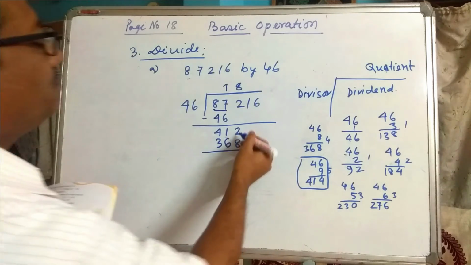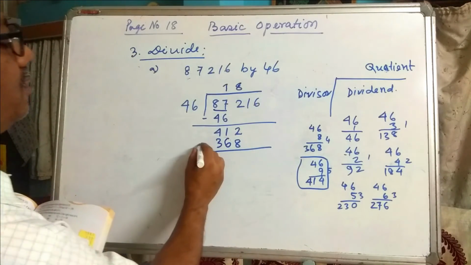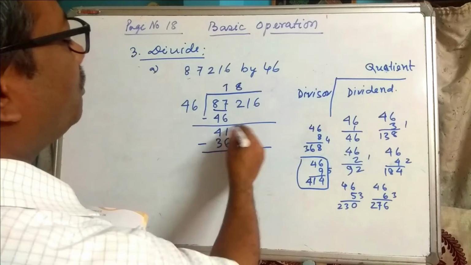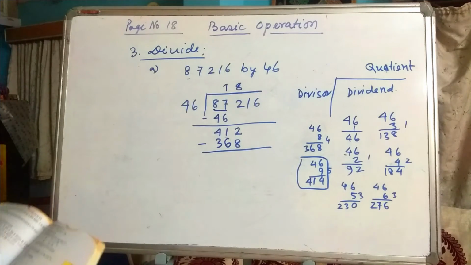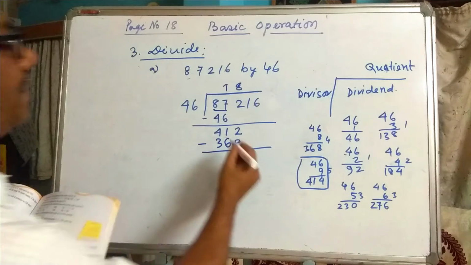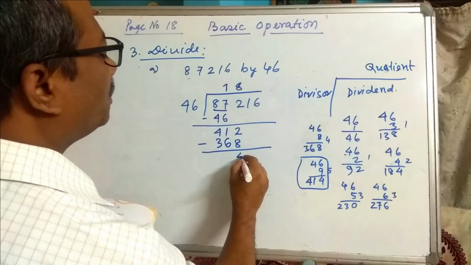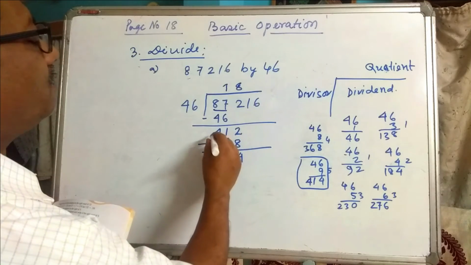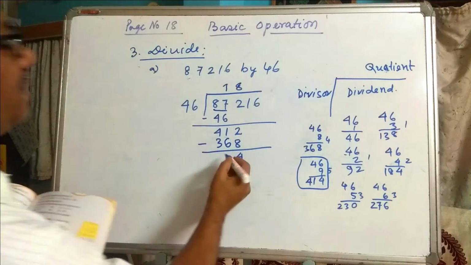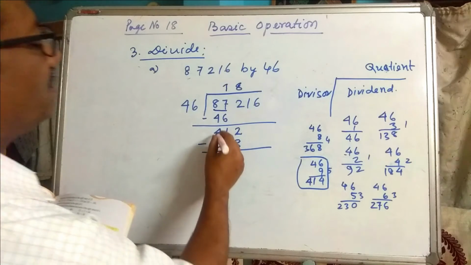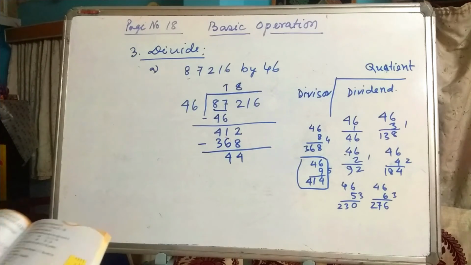So 2 minus 8 is impossible. So we will borrow 10. It will become 12. 12 minus 8: 8, 9, 10, 11, 12, so 4. Now here it is 0. We will take 10 again. 10 minus 6, again 4. Here 3 minus 3 is 0.